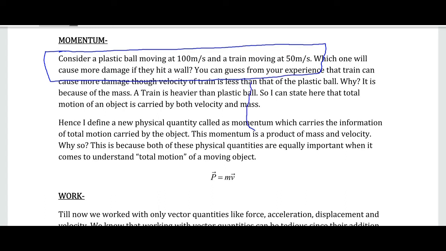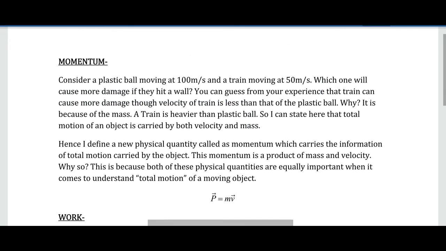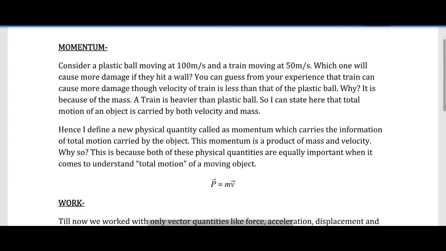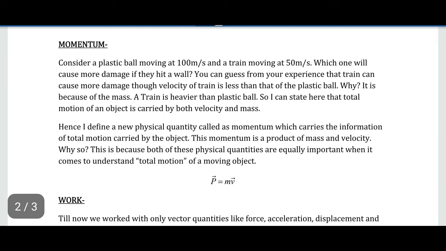So the amount of motion that a moving object contains is determined not only by velocity but also by its mass. Hence, to explain the amount of motion that a moving object has, we define the term momentum, which is a multiplication of mass and velocity, because mass is important and velocity is also important, so you just multiply them both. So this is how we came across the term momentum.